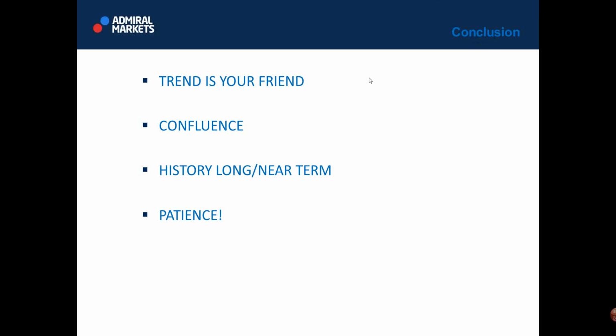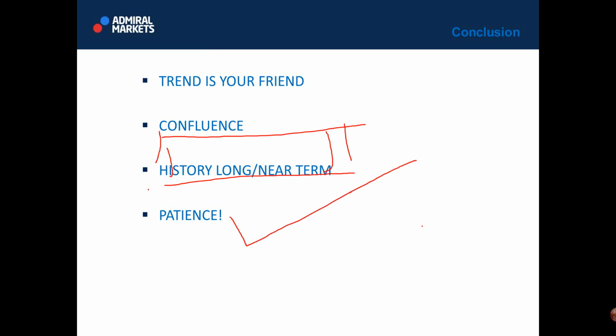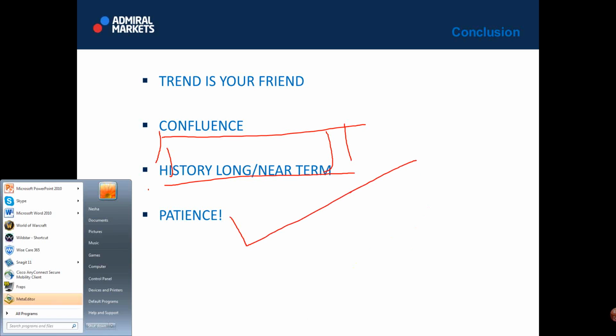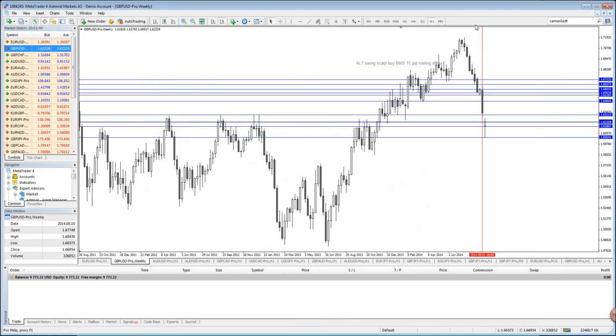Conclusion is, trend is your friend. So go with technical analysis, mostly trend analysis. Confluence is important. Confluence points are important because the bigger the confluence is, the safer your entry will be. History is the most important part of technical analysis. History repeats itself, and you need to be patient. Now I will show you a quick chart to see how history repeats itself, and then if you don't have any questions, we can call it a day.